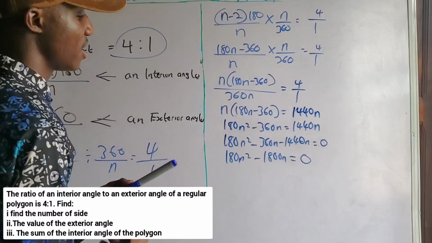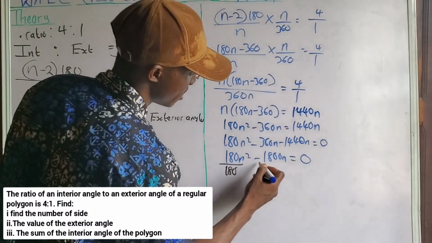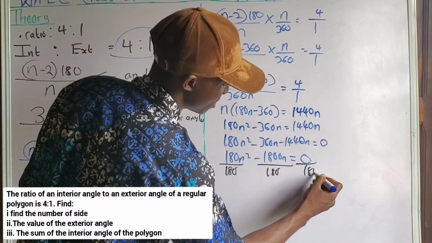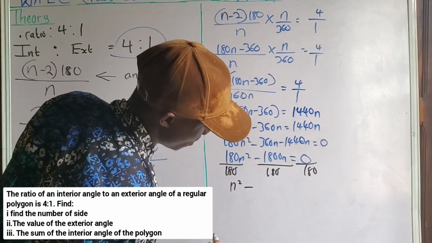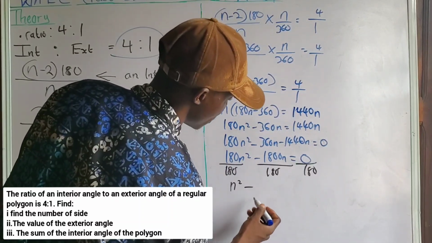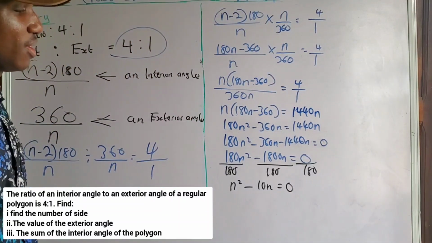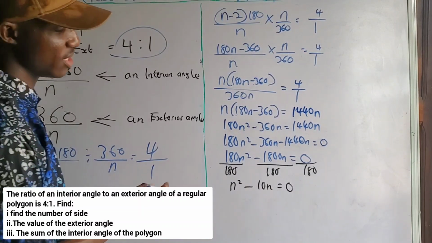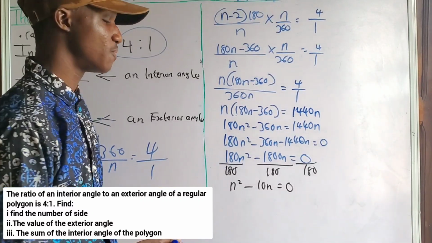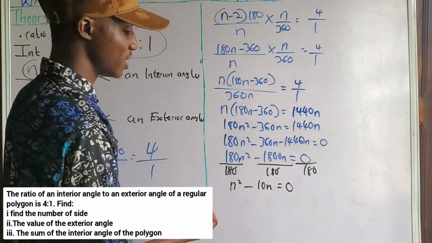Do you understand? Now divide both sides by 180. This over 180, this over 180, and this over 180. That is n squared minus 10n equals 0. If you want to test, you can take the product of 180 and 10: 180 times 10 is 1800. So in an attempt to simplify the quadratic equation, I divide all through by the coefficient of n squared, which is 180. So I obtain this equation.